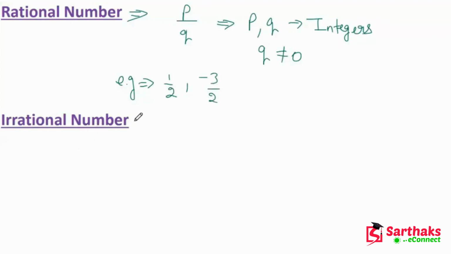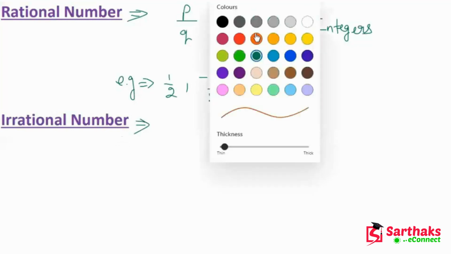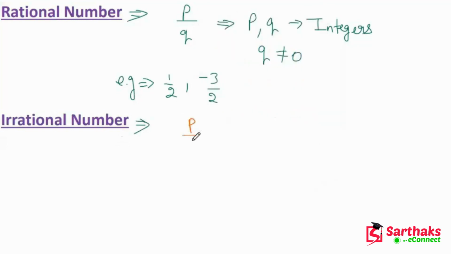Now what is an irrational number? A number is called irrational if it cannot be written in the form of P upon Q, where here also Q is not equal to 0.